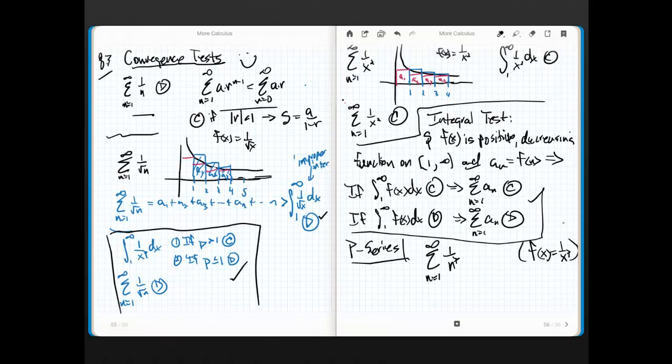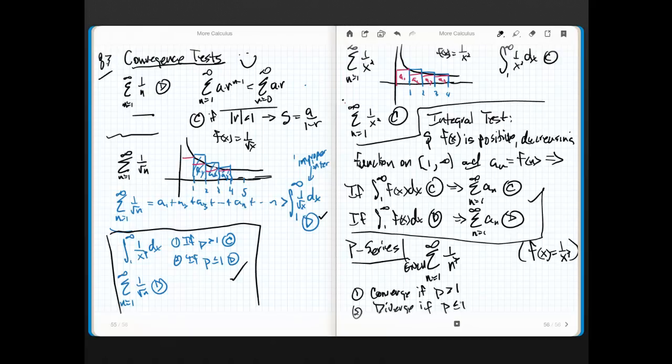Remember, we marry our sequences to the function. Sequences give us the values. So whatever is true about 1 over x to the p over here is true about the series, 1 over n to the p. So cool. So given this, I know that this series will converge if p is greater than 1, and it will diverge if p is less than or equal to 1.